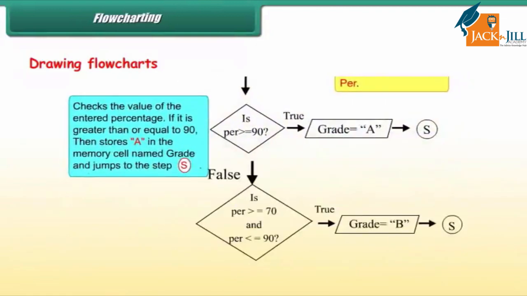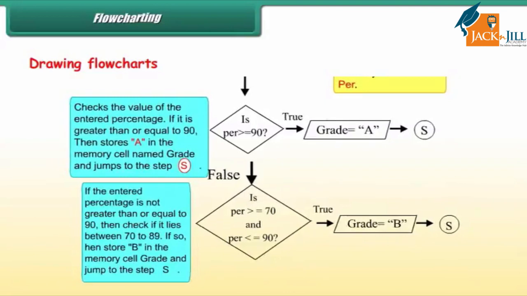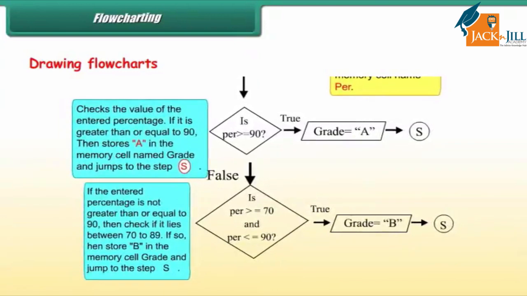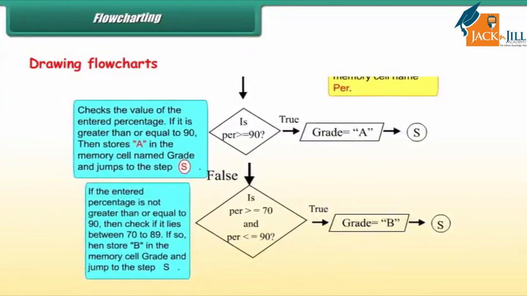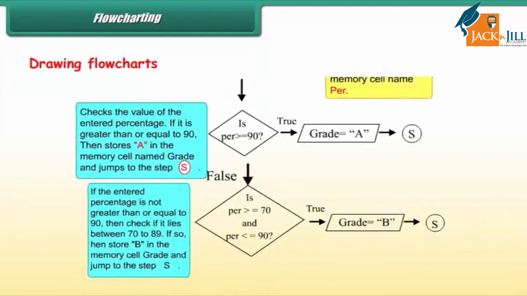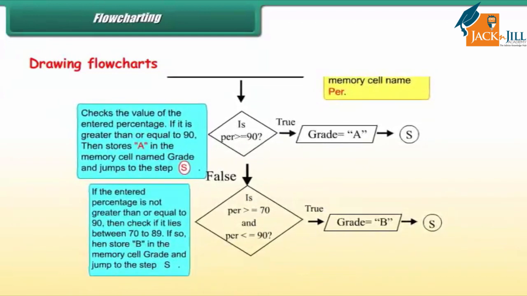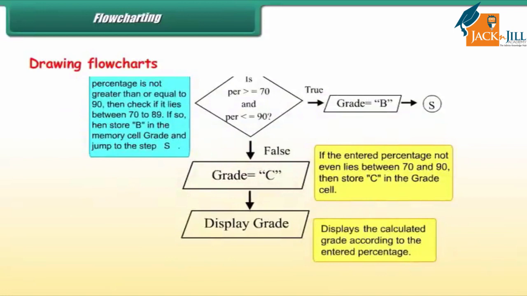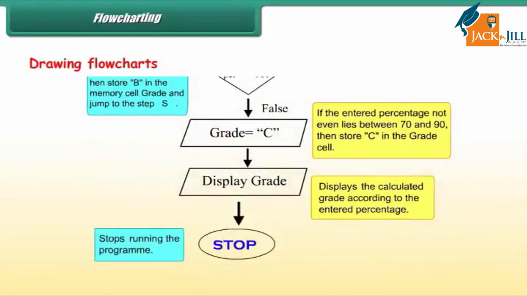If the entered percentage is not greater than or equal to 90, then checks if it lies between 70 and 90. If so, then stores B in the memory cell grade and jumps to the step S. If the entered percentage does not even lie between 70 and 90, then stores C in the grade cell. Displays the calculated grade according to the entered percentage. Stops running the program.